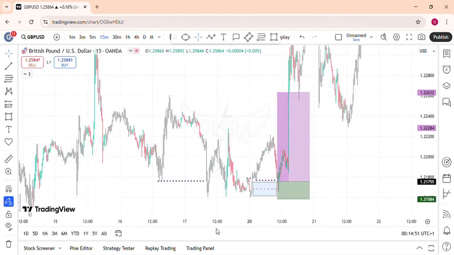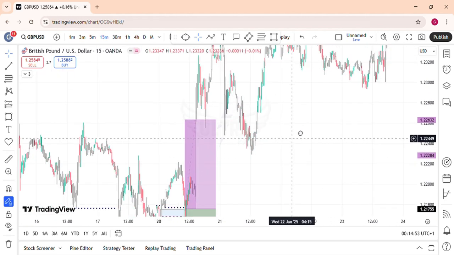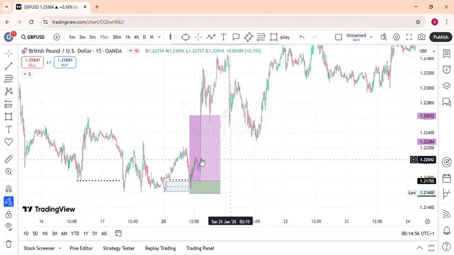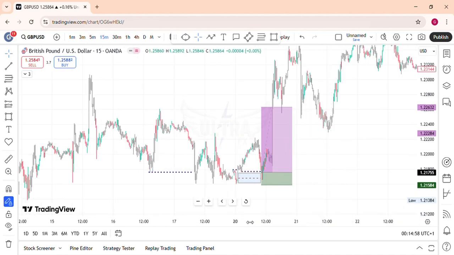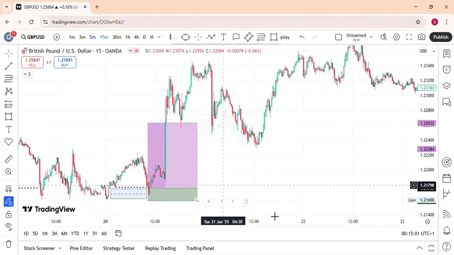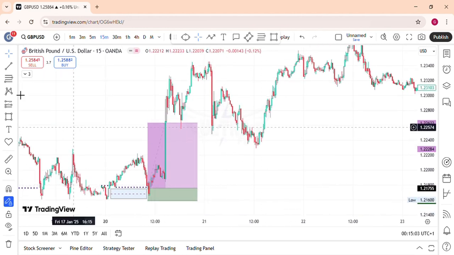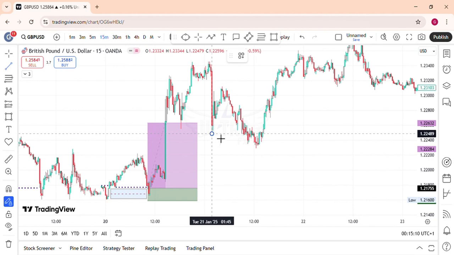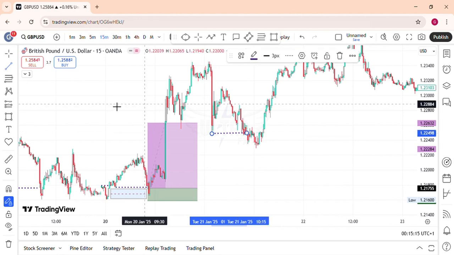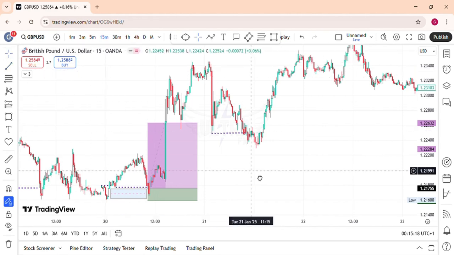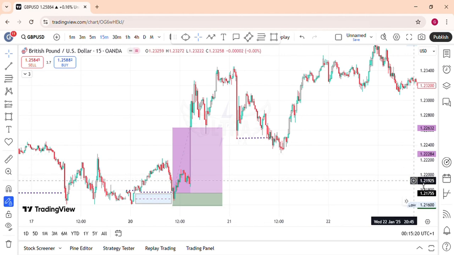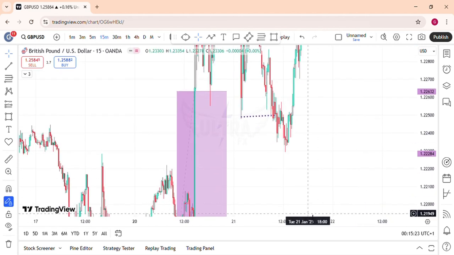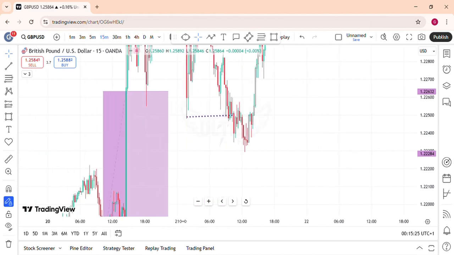So let's go over to the next setup here. All right, so this is another setup. Your previous high or your previous low are also PDRAs. So this is a previous low. Now I'm expecting a setup right here. I'm expecting a break of market structure, giving me an entry here.